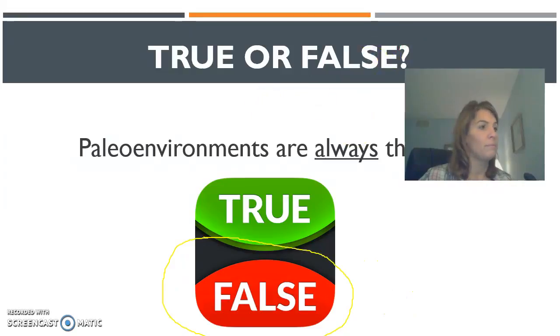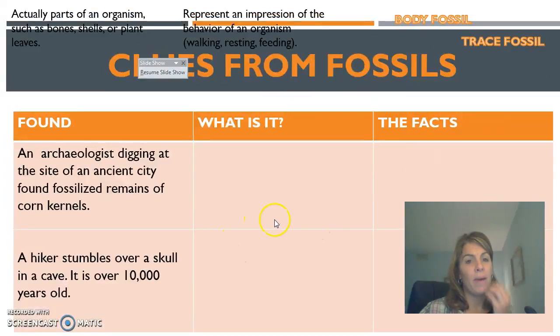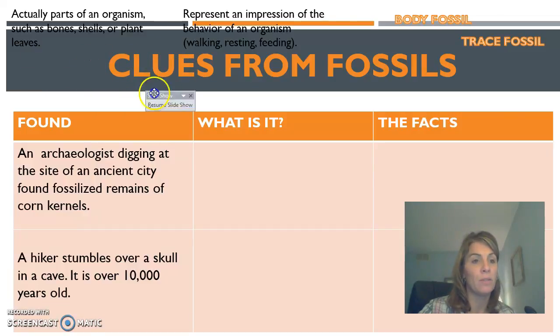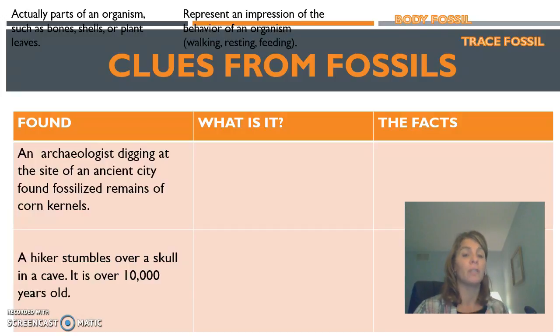All right, so let's talk about something that we talked about in yesterday's class. We talked about the clues from fossils. We talked about two different types of fossils, and one of them was trace fossils and one of them was body fossils. So let's talk about these two different situations. If an archaeologist digging at the site of an ancient city found fossilized remains of corn kernels, would that be a trace fossil or would it be a body fossil? What do you think?